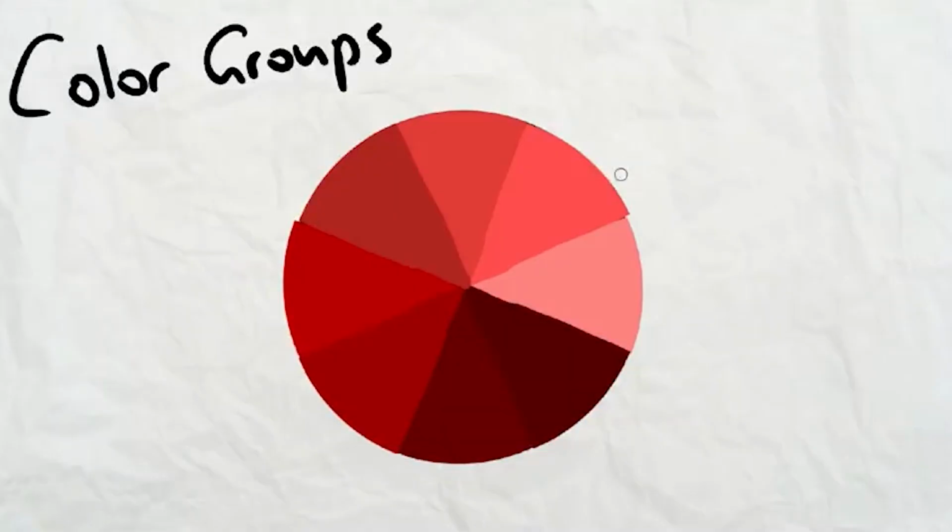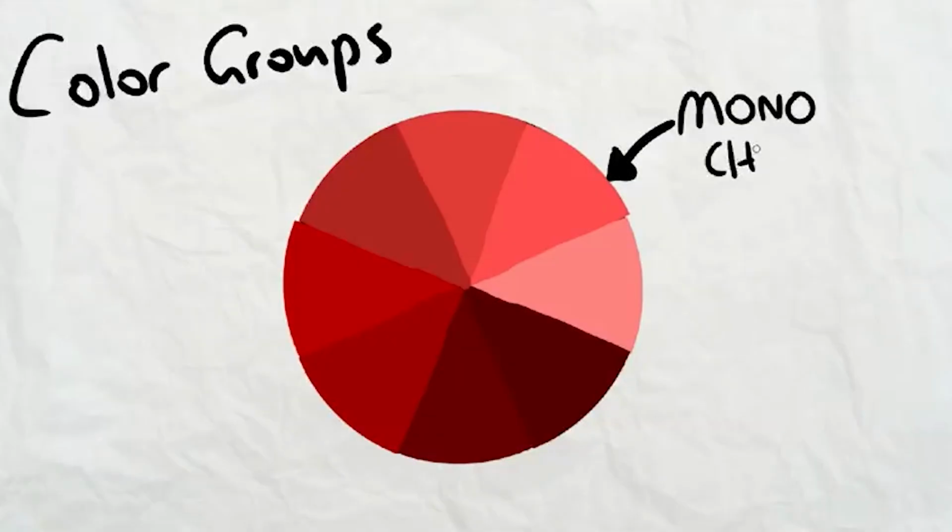So what I've drawn right here is a monochromatic color scheme. It's essentially what we just talked about with tints and shades, except only one color. So if I was to make a painting just out of reds and nothing else, that would be a monochrome color scheme, and it's one type of color scheme that we can use.